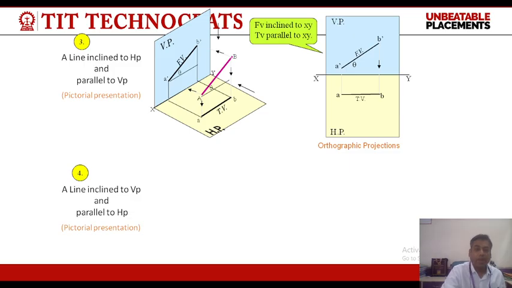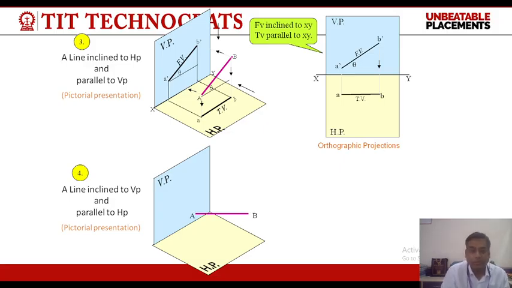Next case, a line inclined to the vertical plane and parallel to the horizontal plane. Again, this is the vertical plane, this is the horizontal plane, and this is the line AB, which is inclined to VP and parallel to HP. When we see from the top, the angle of inclination with VP, that is phi, will be represented in the top view. The top view of the line will be of true length, which is inclined at phi degrees, and in the front view, we will get a line of reduced length, which is parallel to XY.